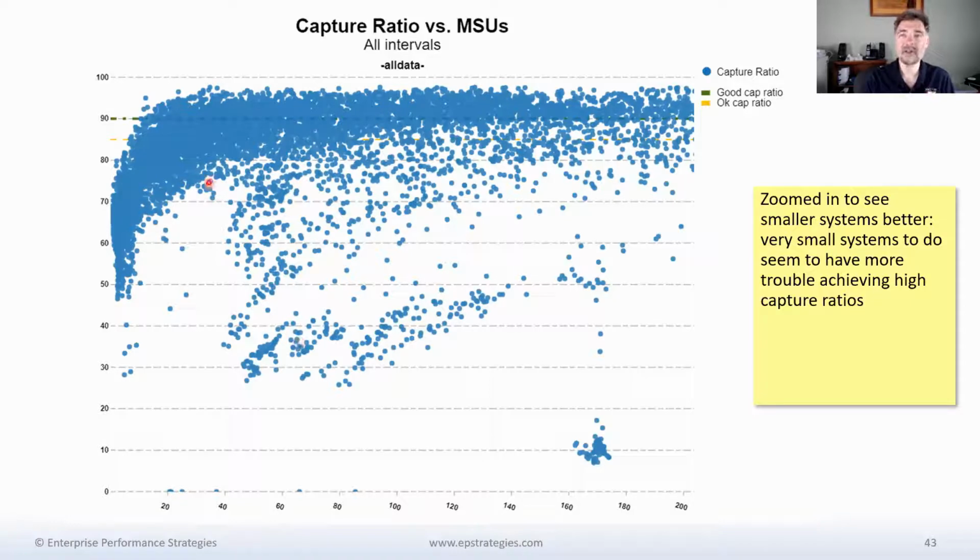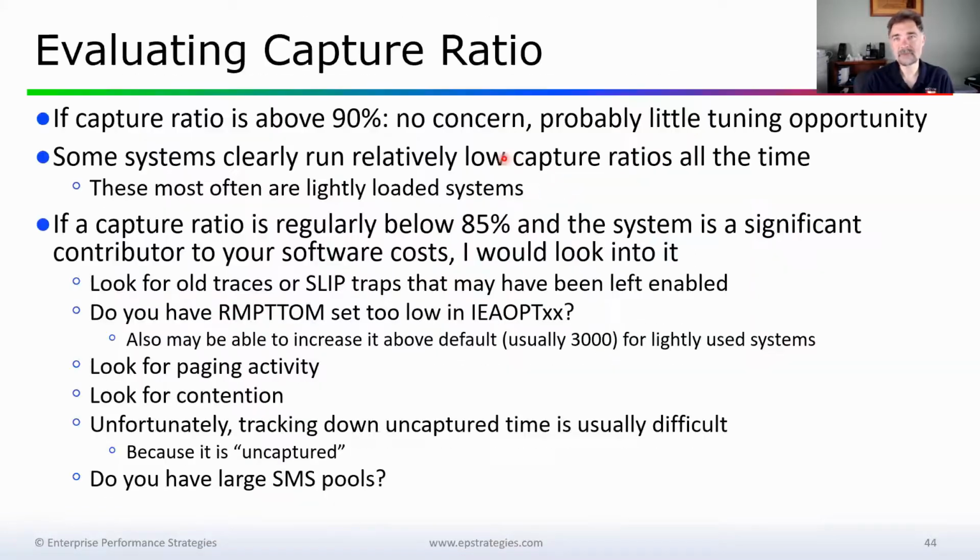Actually, pretty much all of these under 80%, I'm kind of interested in because you can see they're definitely an anomaly compared to the vast majority of the dots that are above that 85% line for sure, especially once you get above 40 MSUs. So, evaluating capture ratios.